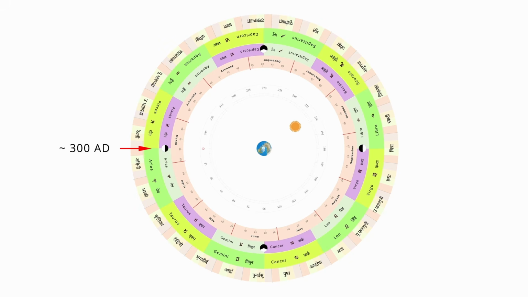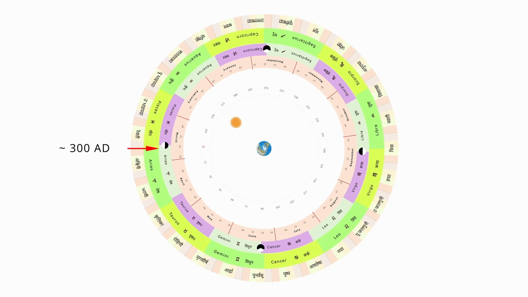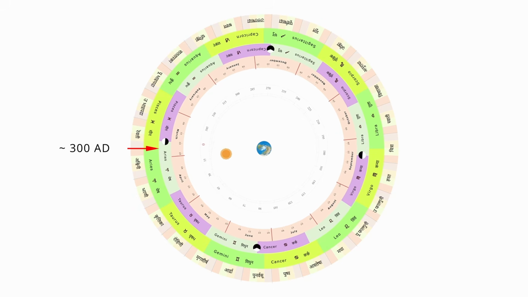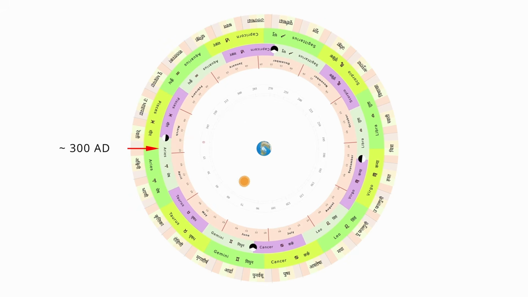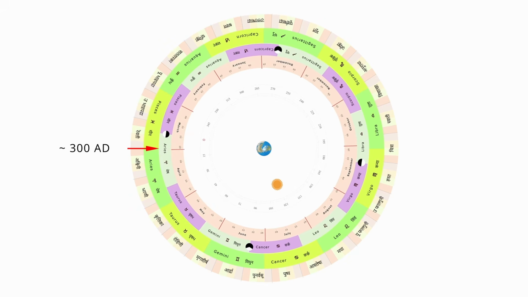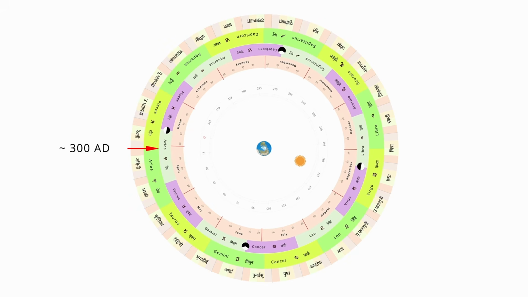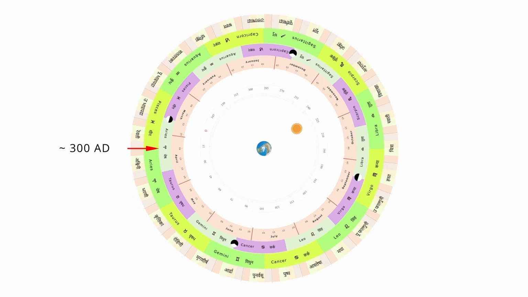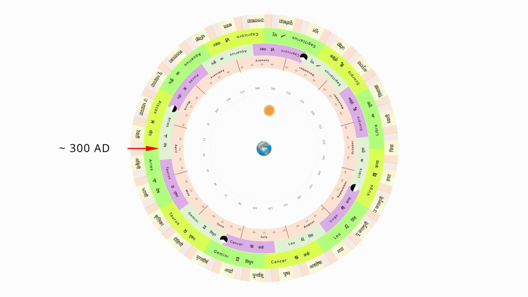Around 300 AD, these two things matched perfectly. With time, you can see how Sayan zodiac, calendar and seasons are moving backwards. Vernal equinox is now moving towards sidereal zodiac sign of Aquarius.